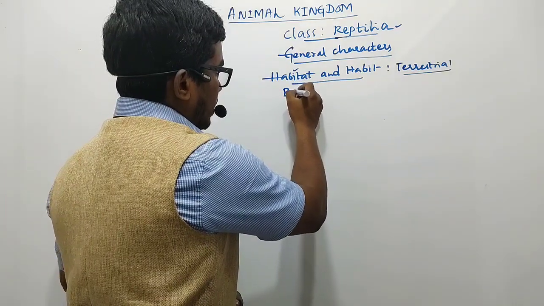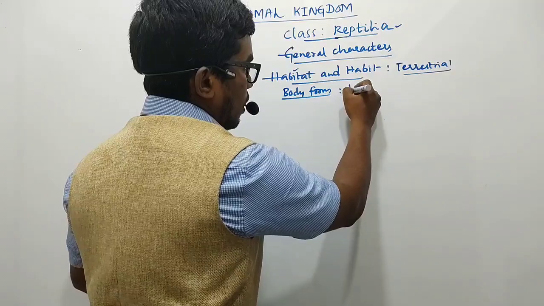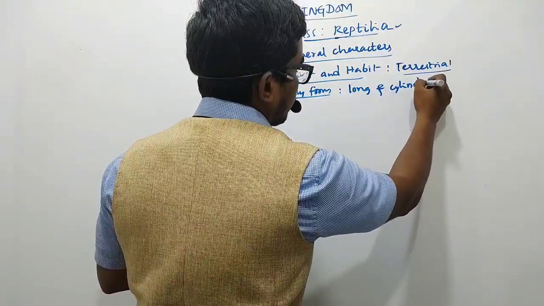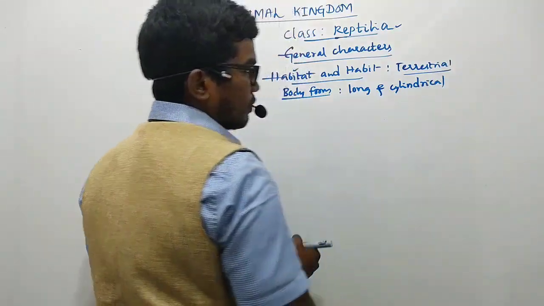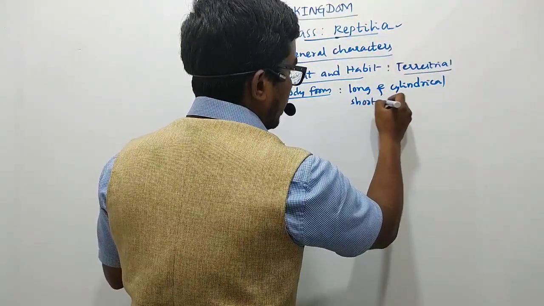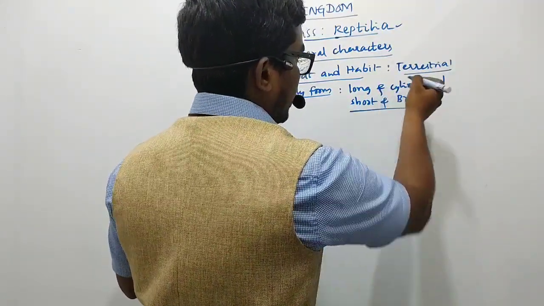Moving to their body form, they can be long and cylindrical, the first body form, or they can be short and broad. Let me say, for example, long and cylindrical.